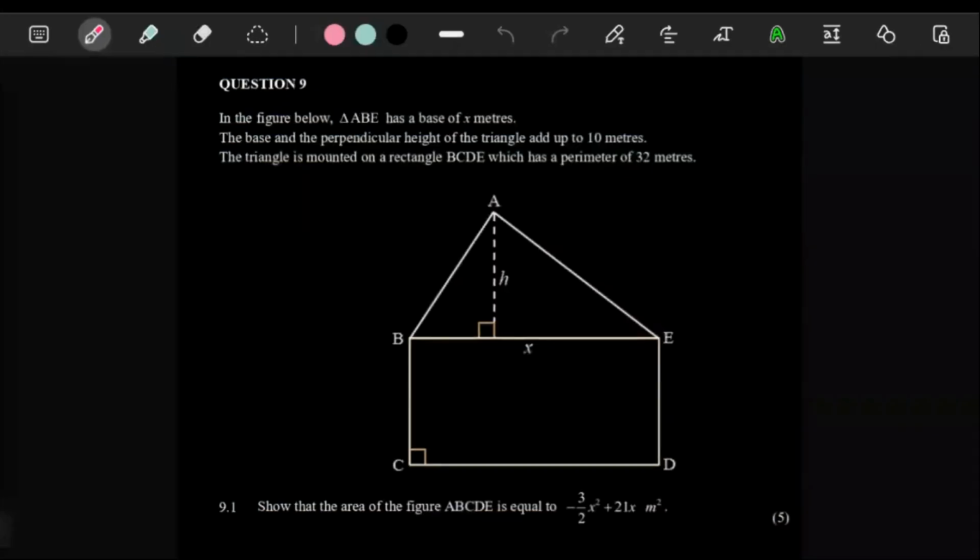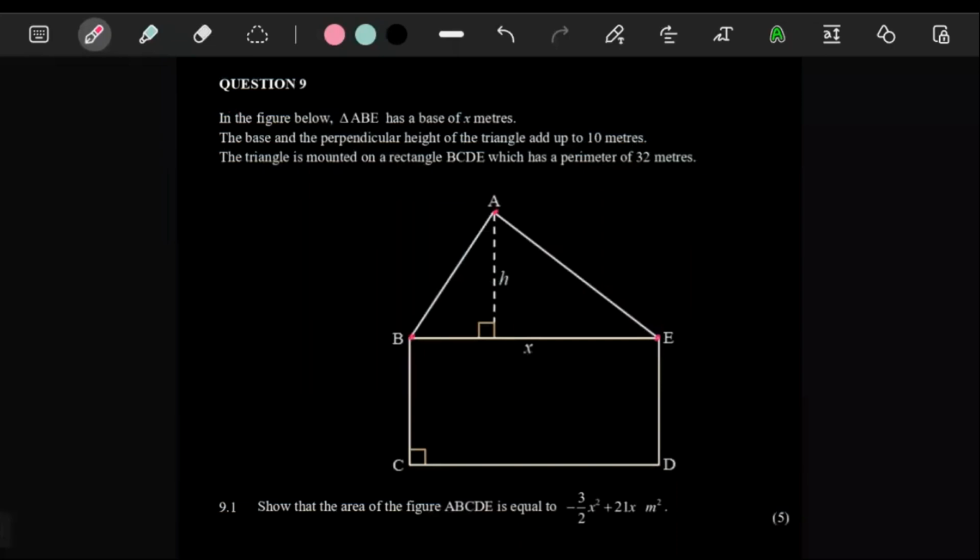So for example, it says here in the figure below, A, B, E. So there's A here, B here, E over there. They said it is a triangle, it has a base that is X meters. And then it says the base and the perpendicular height of the triangle add up to 10 meters.